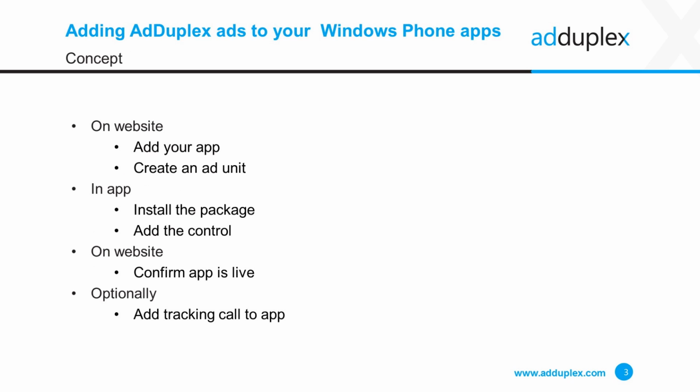The technical steps involved in adding cross-promotion to your app are very simple. On the website you simply add an entry for your app, then create an ad unit. Then, over in your code, you're going to install the NuGet package and add the control to the page. Once that's done and the app's published, you come back to the website and confirm it's live. Optionally, you can also add a tracking call to your app.